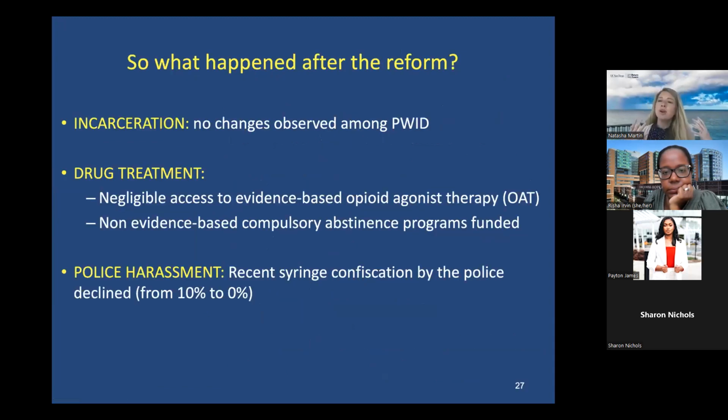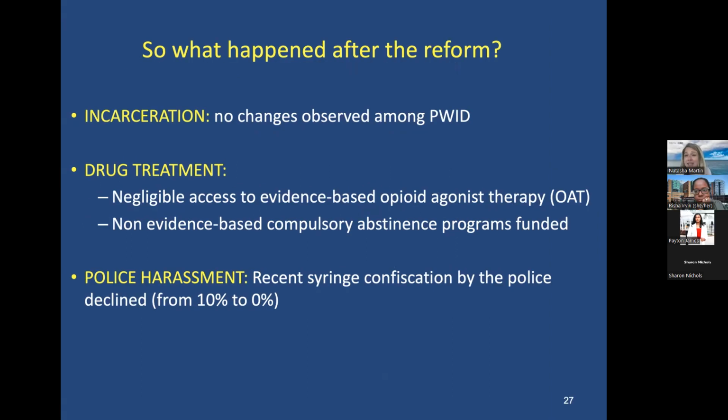So what did we see after the reform? We looked among our cohorts of people who inject drugs, and we found no changes in incarceration after this 2009 reform. Unfortunately, there was negligible access to evidence-based opiate agonist therapy, drug treatment, before the reform and after as well. There are a lot of other structural barriers to why that might have been the case, but nothing really changed there. Unfortunately, the government funded non-evidence-based compulsory abstinence programs instead of evidence-based opiate agonist therapy, and those programs could actually have caused harm.